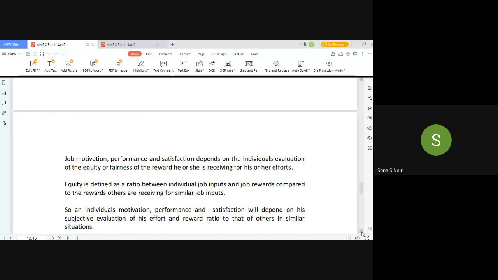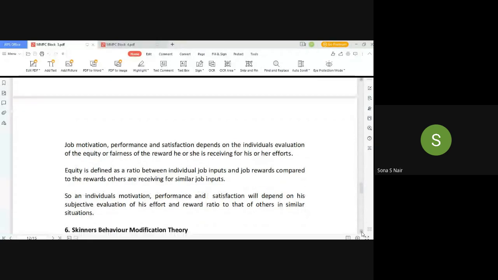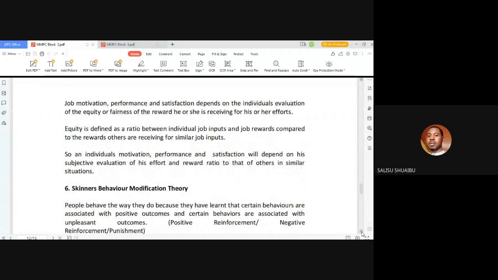Okay? So an individual's motivation, performance, and satisfaction will depend on his subjective evaluation of his effort and reward ratio compared to that of others in similar situations. Is that clear to you? All of you? Yes. Yes, ma'am. Yes, madam. It is clear.